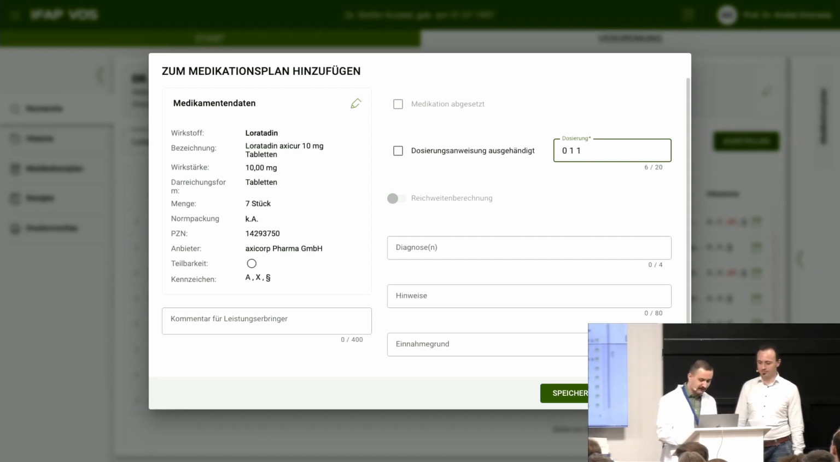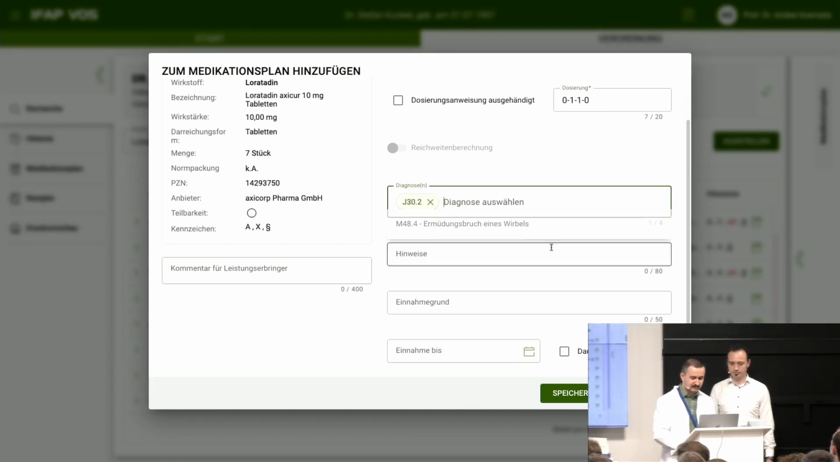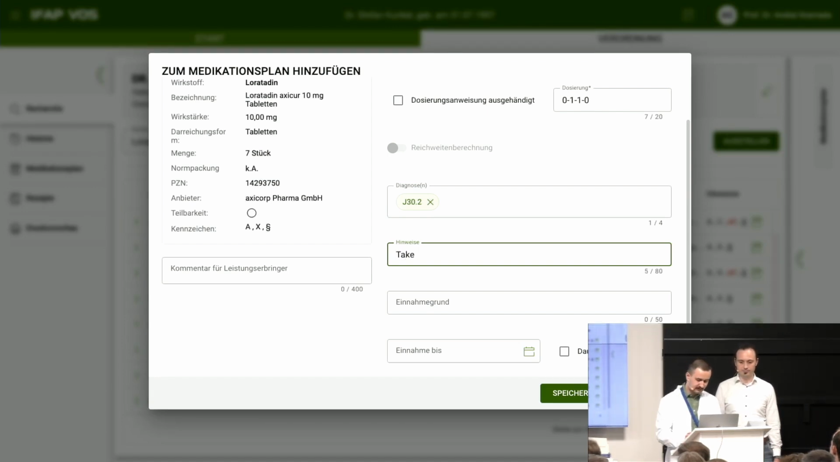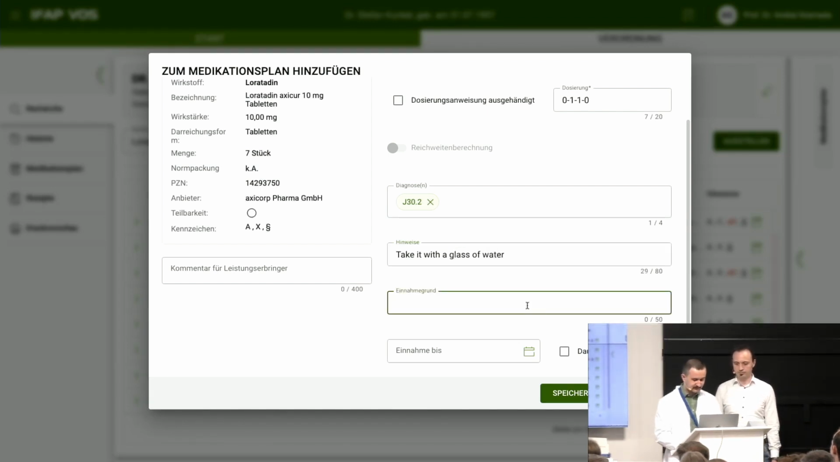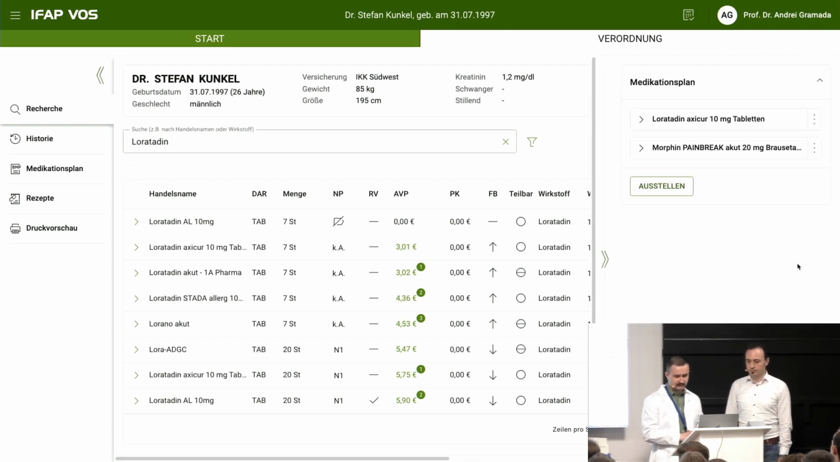If it annoys you, just take it. But yet again, you know what to do. And we'll select the diagnosis that you have allergies. And of course, the glass of water cannot be missed here. So take it with a glass of water. Right, treatment reason, let's put allergies. And finish it up. Now, of course, on the right, we have the list of medication that we have for this medication plan.